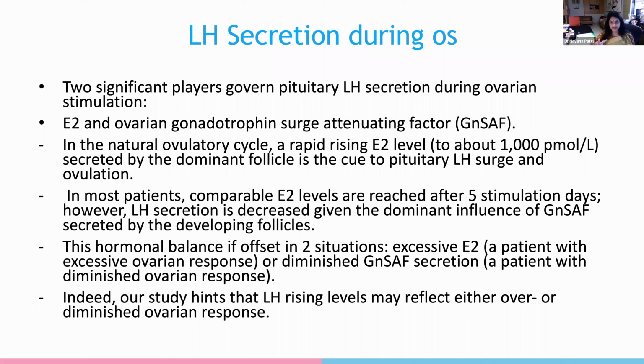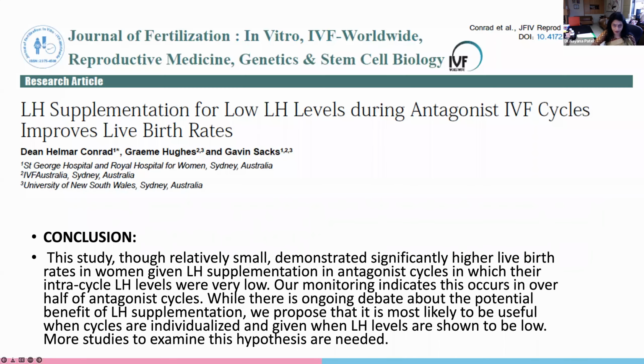Now in those patients who are surprisingly poor responders or who are hyporesponders with plateauing, the excessive E2 or the diminished gonadotrophin surge attenuating factor is the culprit. Instead of a normal gonadotrophin surge attenuating factor, it is very low. And if that is very low, it will not take care of it and it will allow this poor response in this patient. So this study hints that LH rising levels may reflect either over or diminished ovarian response.